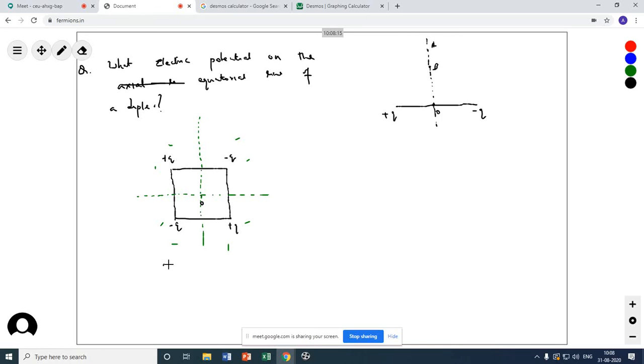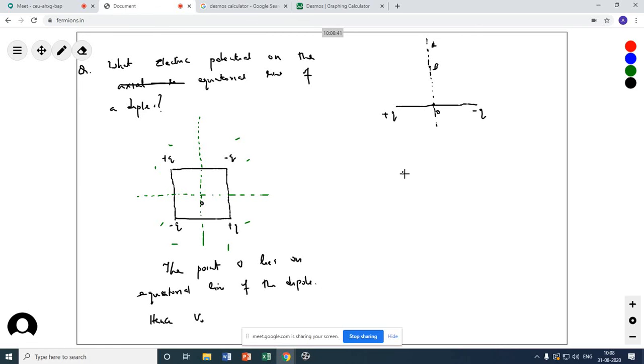Correct? The point O lies on the equatorial line of the dipole, hence V equals 0. So many ways this question can be asked.